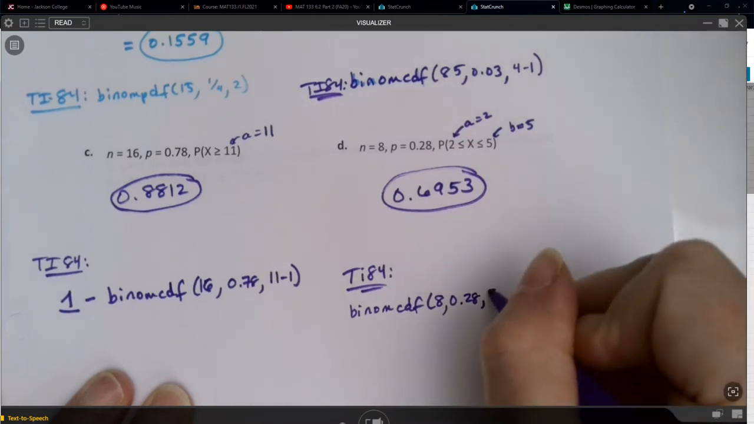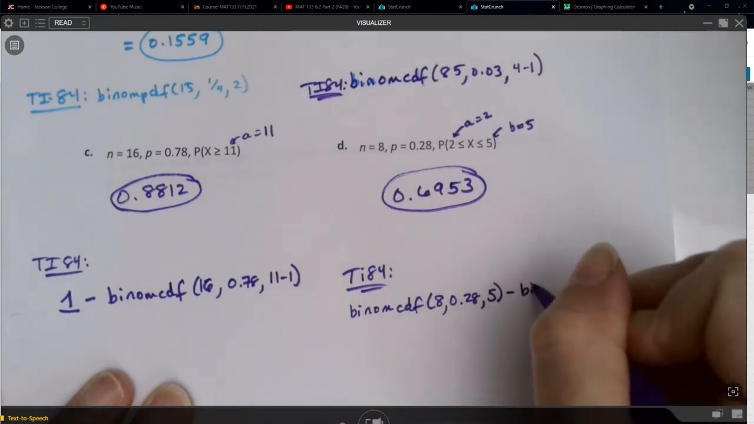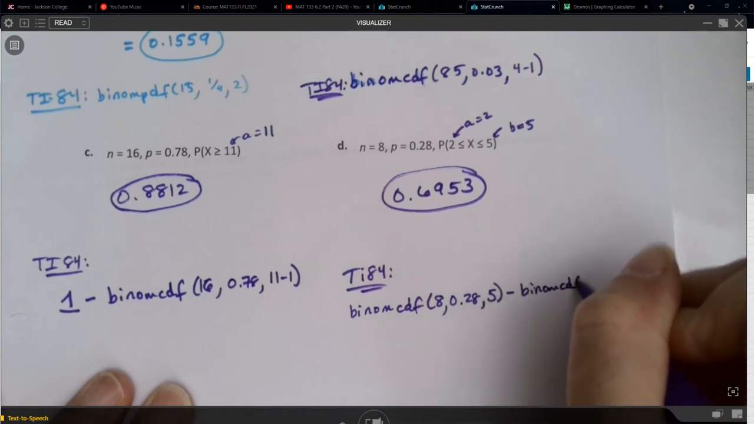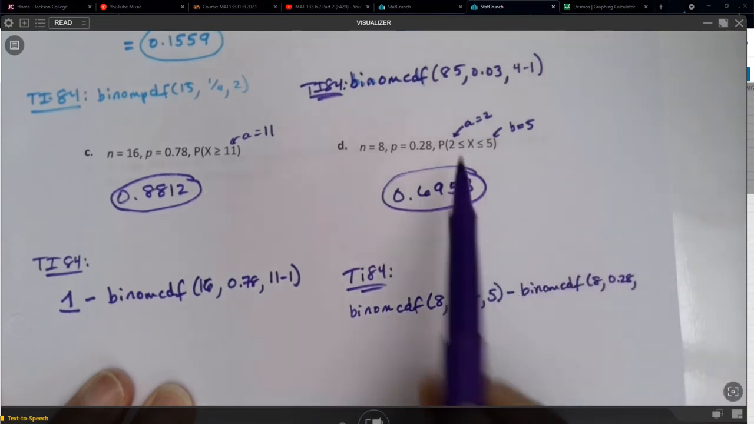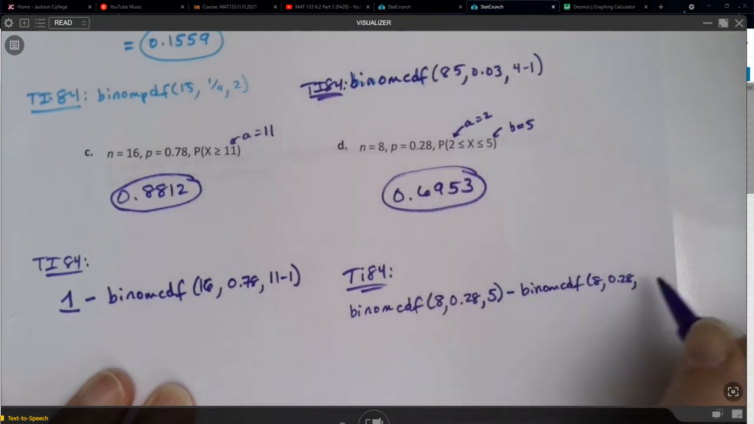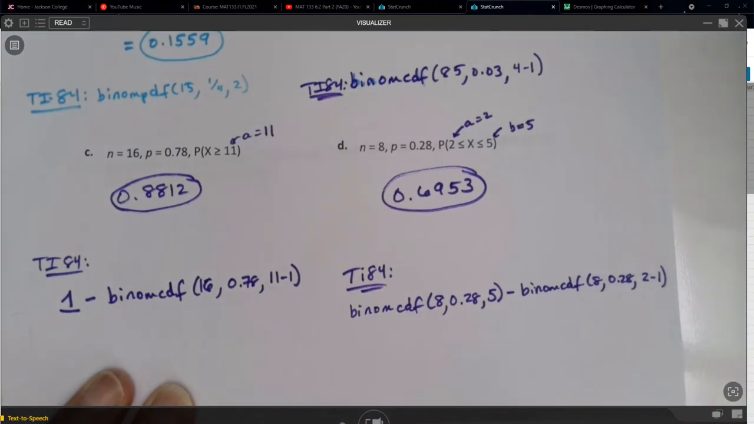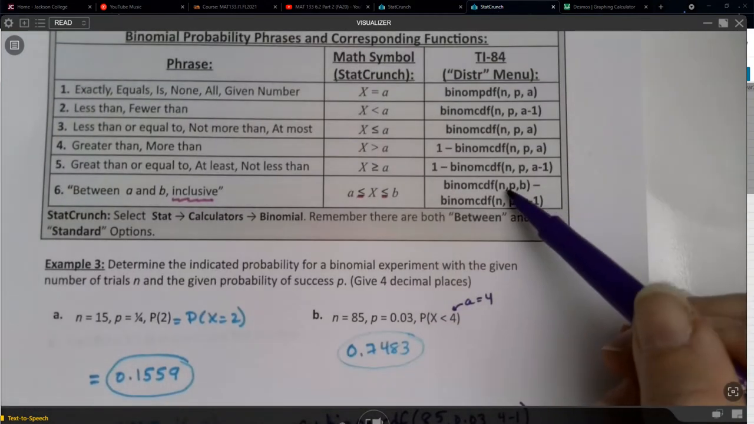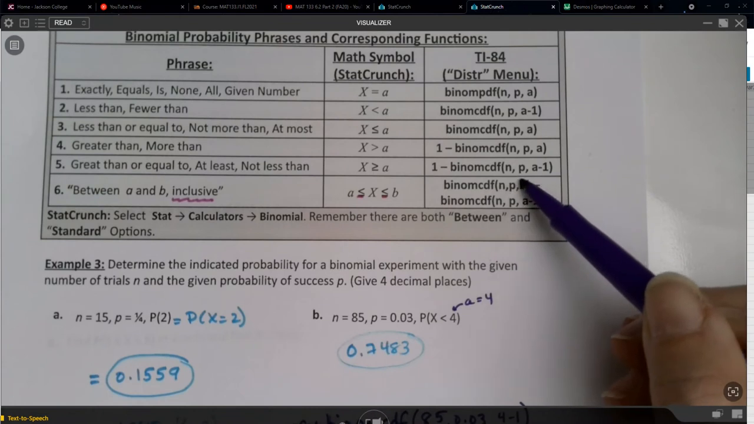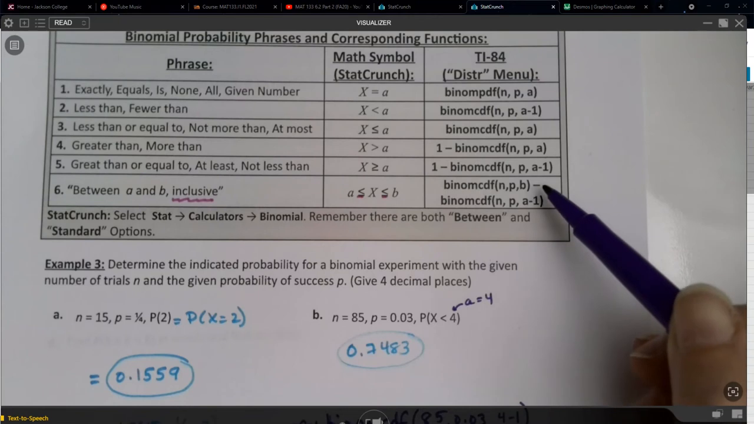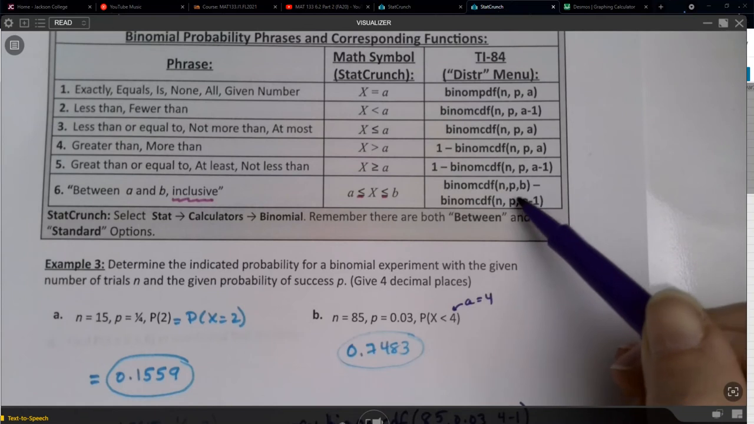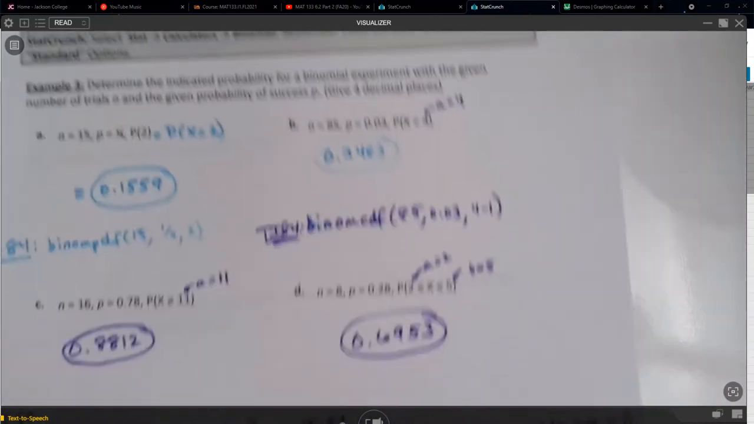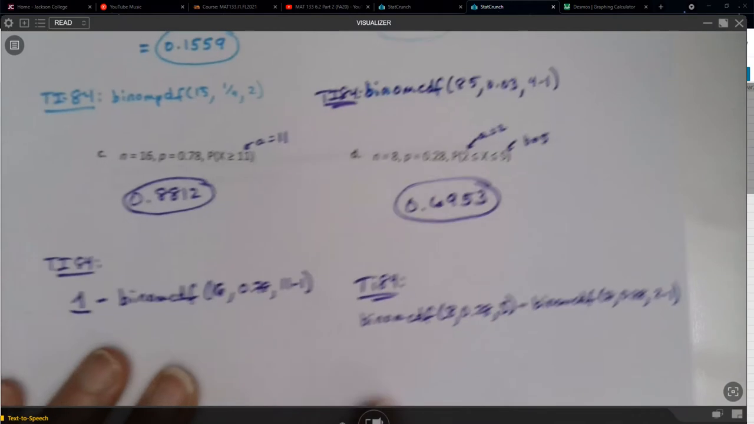So you say binomcdf 8, 0.28, 5, minus binomcdf 8, 0.28, and then it's A minus 1. It says it right in the table. So it's 2 take away 1. I'm following this table up here. 8, 0.28, B, which was 5, minus, I couldn't fit this all in one line, so minus, and then this other one, 8, 0.28, A minus 1, 2 take away 1. So you have to go type all of that into a TI-84, I'm sorry to say.